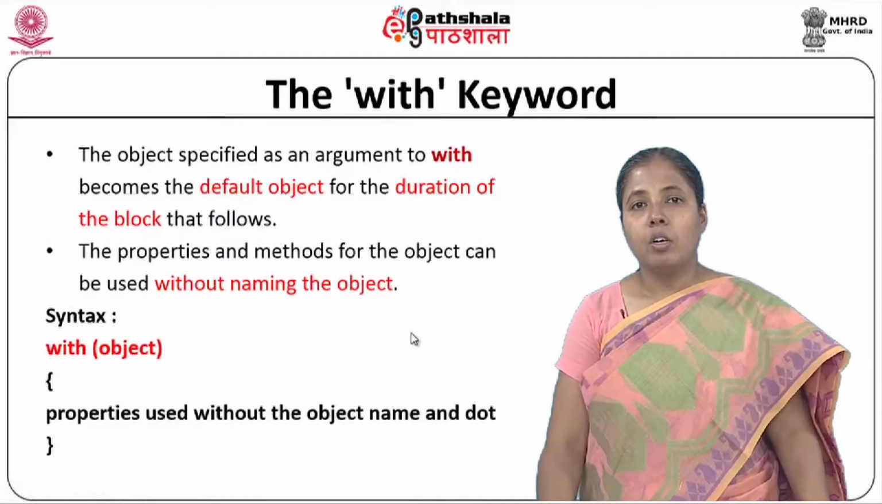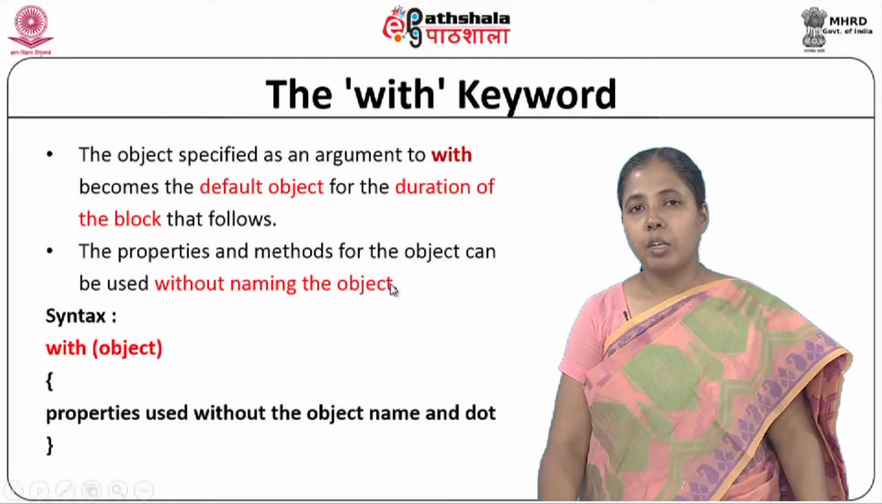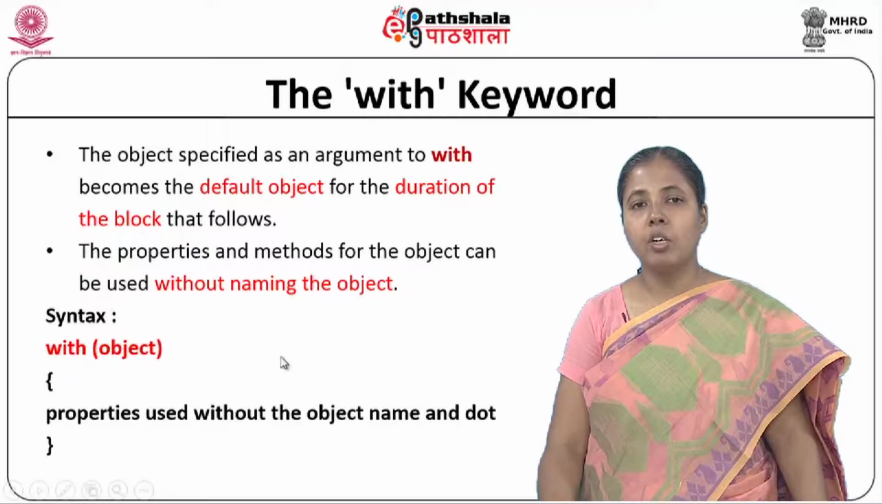And then coming to the keyword with. Any object that is specified as an argument to the with, you can see here, it is a keyword in JavaScript. The object specified as an argument to the with becomes the default object. This object becomes the default object for the duration of the block that follows. So, within this you can use the default object.